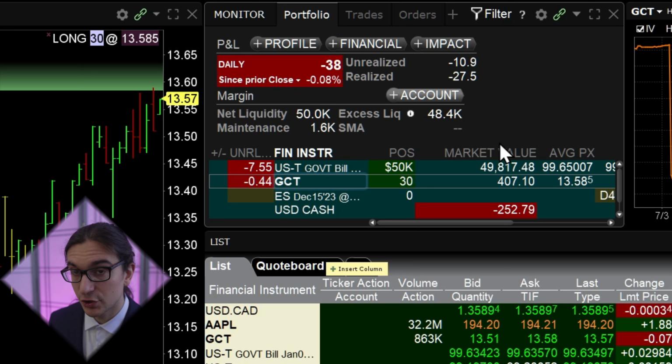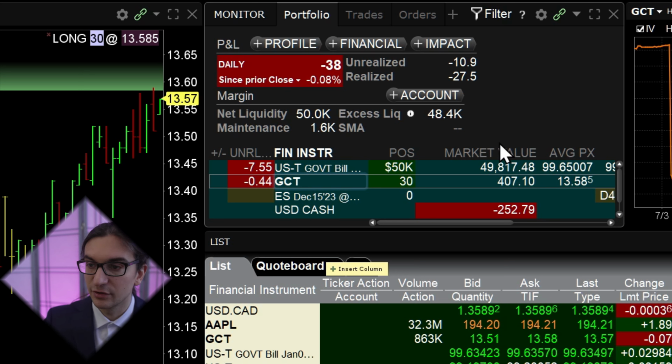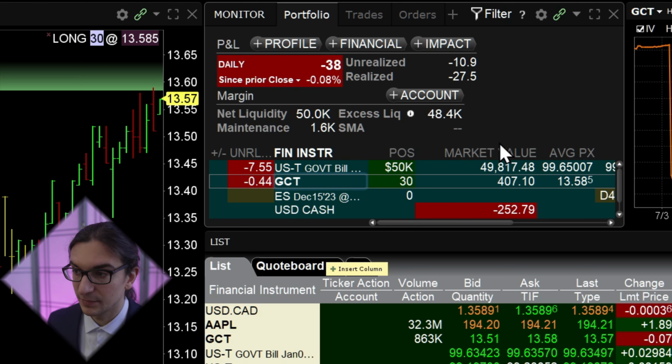Every different market you trade has a different maintenance margin impact on your account. Like for example, the bond position is barely impacting my maintenance margin, whereas the stock position and the Forex trade I did are actually what's impacting most of that maintenance level right there.